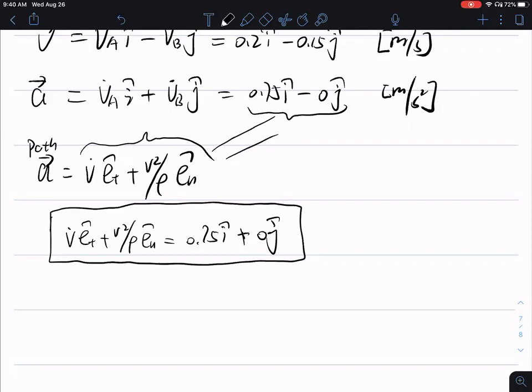How about let's put everything into ET and EN. So get rid of I and J. Your goal is to get rid of I and J, substitute I and J, so that everything will be ET and EN. Look at your conversion equations, substitute what is your I, what is your J.